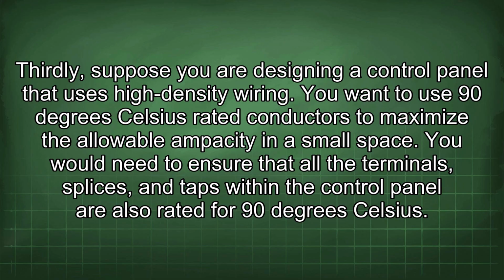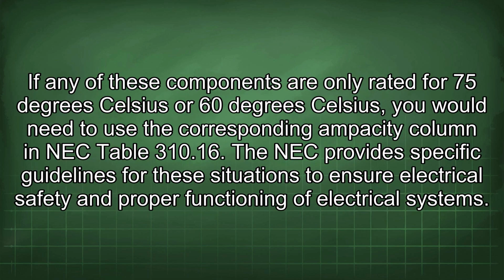Thirdly, suppose you are designing a control panel that uses high-density wiring. You want to use 90 degrees Celsius rated conductors to maximize the allowable ampacity in a small space. You would need to ensure that all the terminals, splices, and taps within the control panel are also rated for 90 degrees Celsius. If any of these components are only rated for 75 degrees Celsius or 60 degrees Celsius, you would need to use the corresponding ampacity column in NEC Table 310.16.